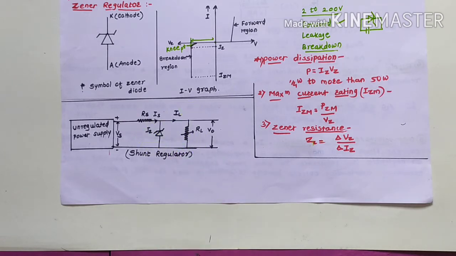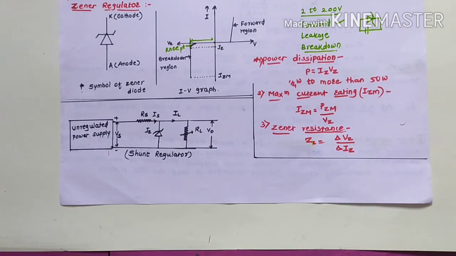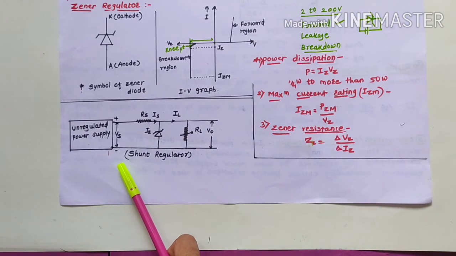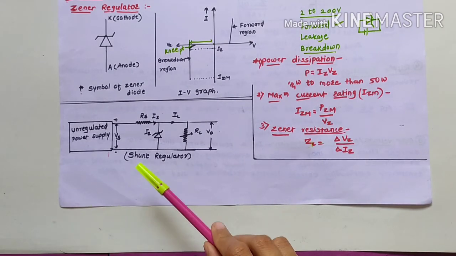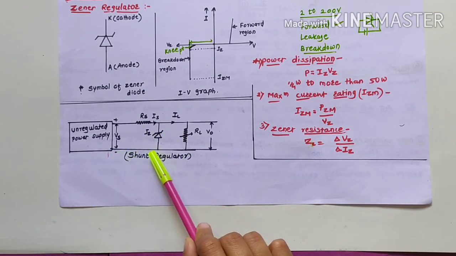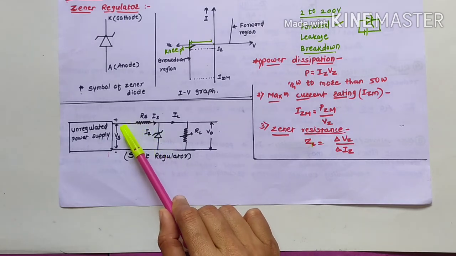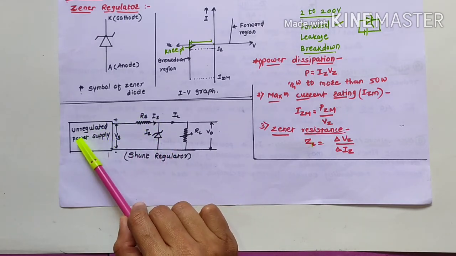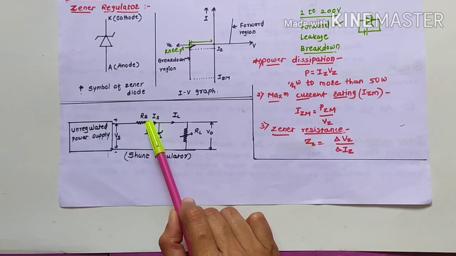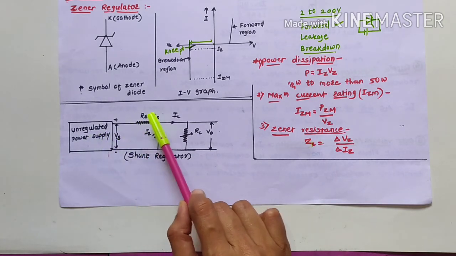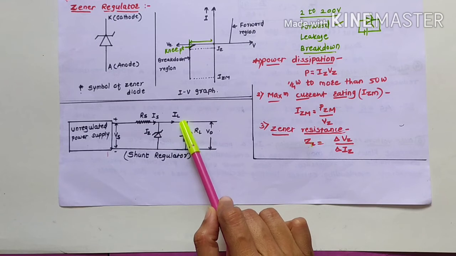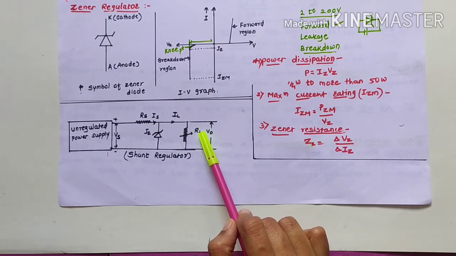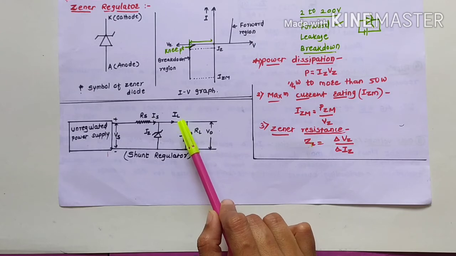The Zener diode is used to regulate the voltage across the load resistance. This is the Zener diode, connected in the reverse bias direction. This is the resistance connected in series with the unregulated power supply, therefore the name RS. The current through this resistor is IS. Current through this Zener diode is IZ. And the load resistance RL is a variable resistance. The current through this resistance is IL.